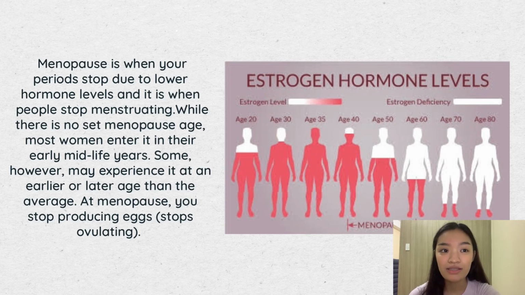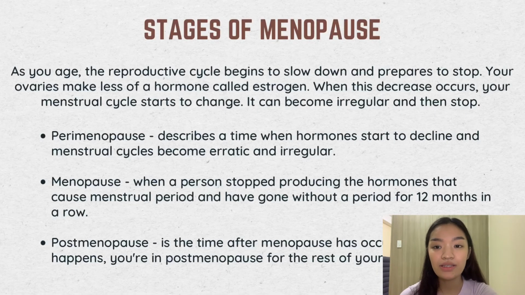At menopause, you stop producing eggs, which means a woman stops ovulating. So as a woman ages, the reproductive cycle begins to slow down and prepares to stop. The ovaries make less of the hormone called estrogen. And when this decrease occurs, the menstrual cycle starts to change, becomes irregular, and then stops.